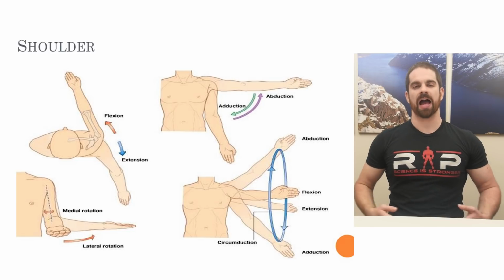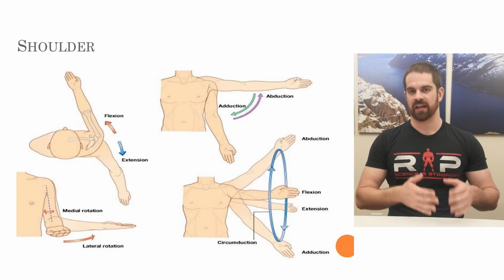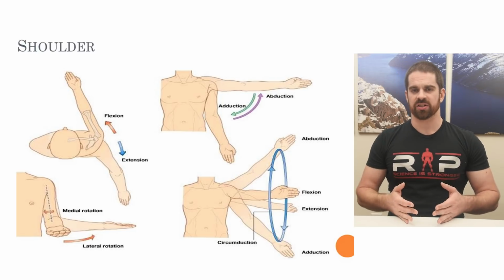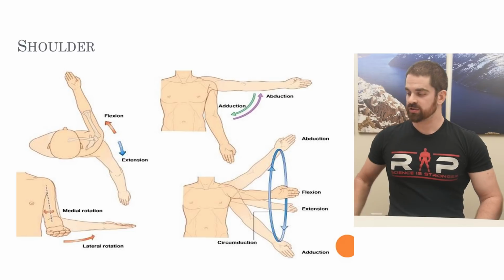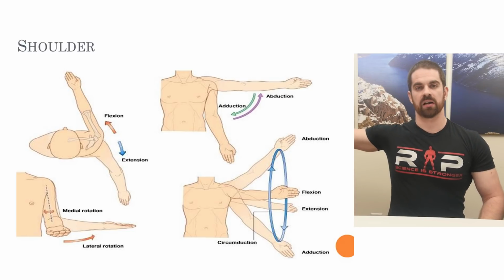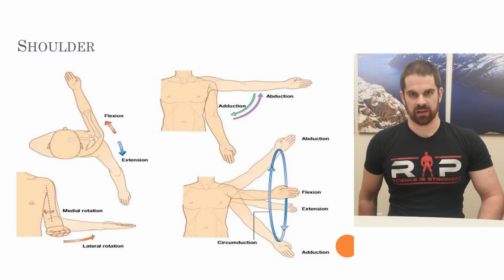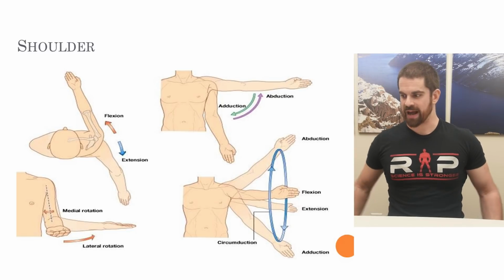On the other hand, we can do abduction and adduction. So I like to say abduction or adduction because they sound so similar. Abduction is to abduct, to take away. So that would be my arm moving away from the midline of the body. Adduction, like adding, would be to add it back to the midline of the body. So away, back to the midline.